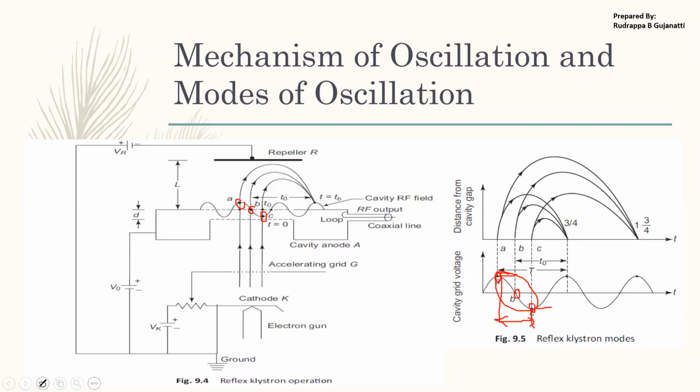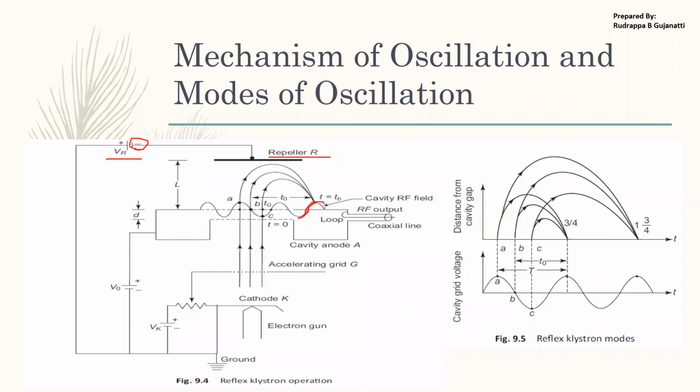So due to this interaction, you will be having the bunching occurring at some points. So here, the electrons are shot towards the accelerating grid. Once it moves through the accelerating grid, it passes through the cavity. Once it reaches the cavity, it moves into the repeller space. Now repeller is negatively charged. So you can see that negative terminal is applied over here. Since it is negatively charged, these electrons get repelled back. And they get interacted with any of these points.